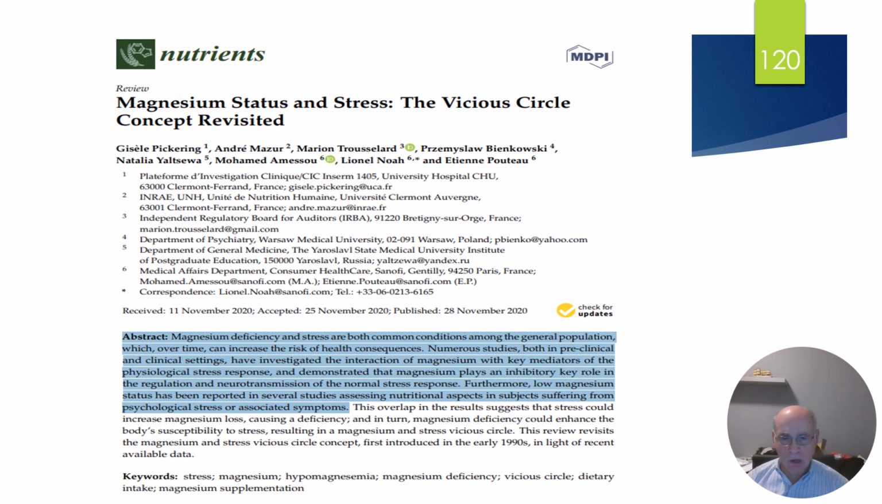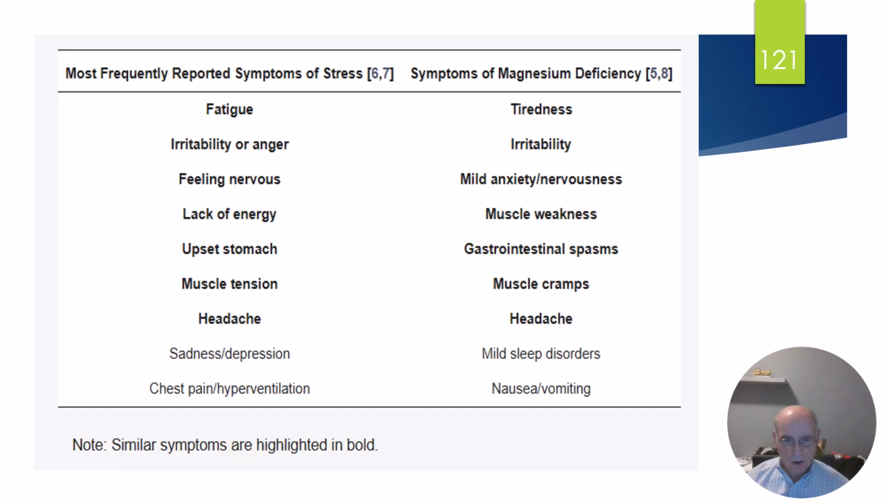So magnesium deficiency and stress are the most common conditions among general populations, which over time can increase the risk of health consequences. Numerous studies, both in preclinical and clinical settings, have investigated the interaction of magnesium and many of these key nutrient molecules and mediators of inflammation. They've demonstrated that magnesium plays an inhibitory key role in the regulation and neurotransmission of the normal stress response. Therefore, magnesium is very, very important in this whole question.